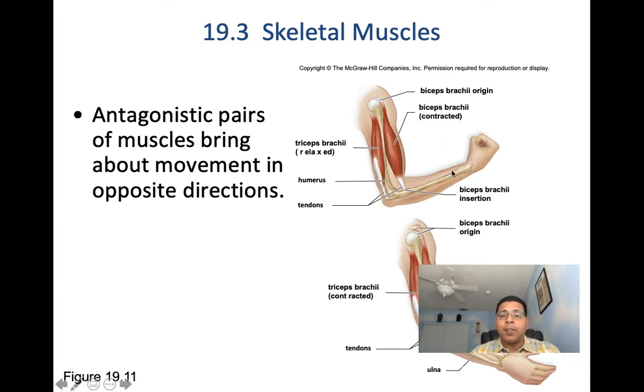Here, when we're having flexion occur, when we're bringing this forearm closer to the arm, we're flexing this arm. And at the same time, we're causing an extension on the opposite side. These muscles here on this side are behaving as agonistic muscles, while these muscles on the opposite side are behaving as antagonistic muscles.